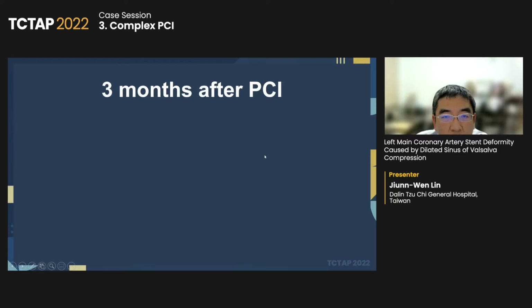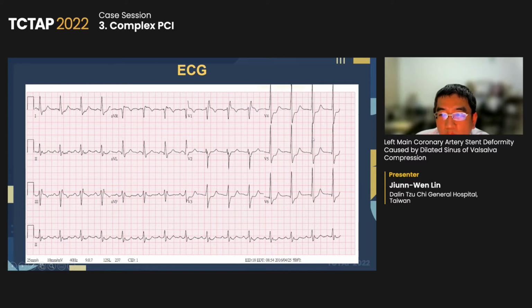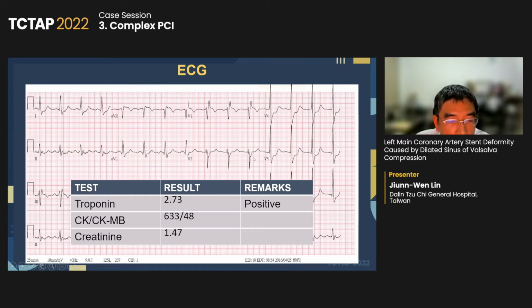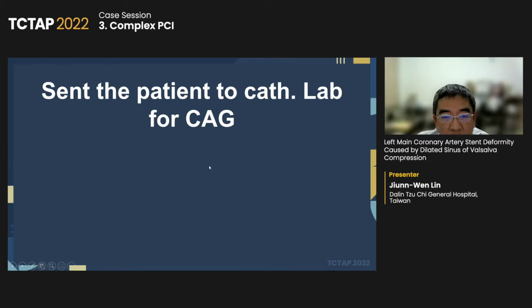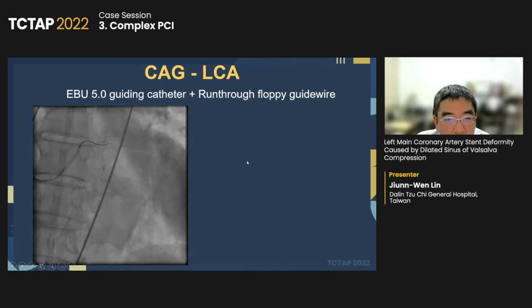However, 3 months later, he suffered from acute chest pain and visited our ER. ECG revealed diffuse ST segment depression and AVR ST elevation. Cardioenzymes were positive for ACS. So we sent the patient to the cath lab for CAG. However, it was very difficult to engage the left main. Finally, an EBU5 guiding catheter could engage the left main.